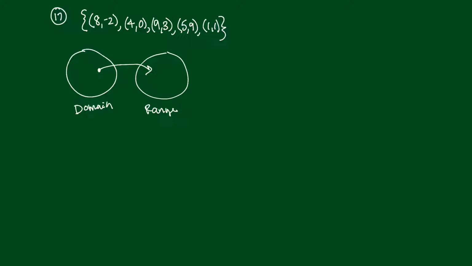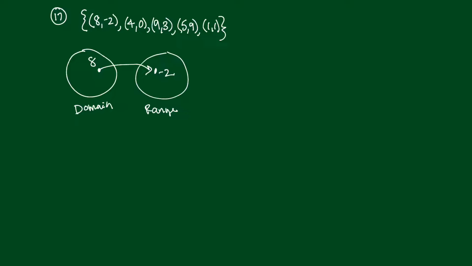So for example, in this one, the first components are in the domain, the second components are in the range. So this takes 8 and maps it to, does that 8 go anywhere else? No, 8 goes only to -2. Now what about the 4? The 4 goes only to 0, the 9 goes only to 3, the 5 goes only to 9, and the 1 goes only to 1.